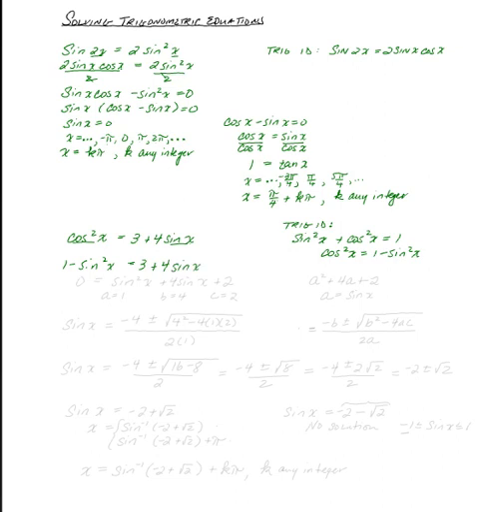Now I can get everything on one side of the equation. I'll add the sine squared to the other side: sine squared of x plus 4 sine of x. Now we're subtracting the 1 to the other side, combine it with the 3, and we'll have a plus 2.